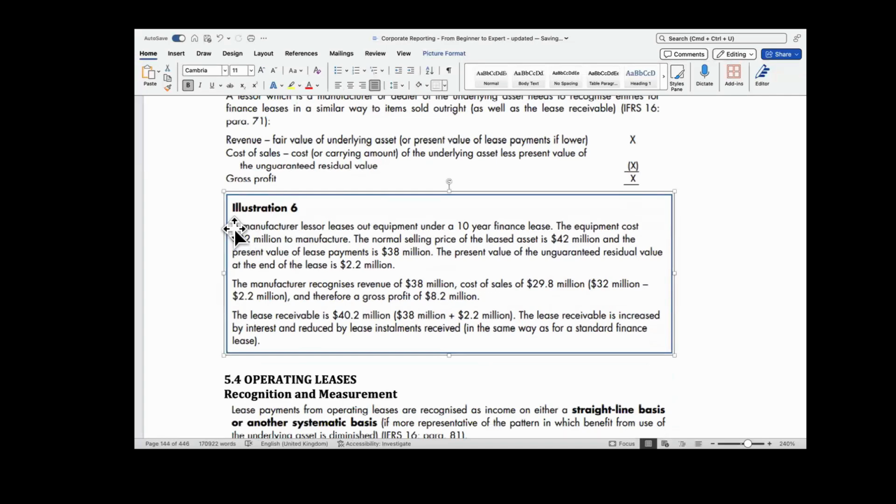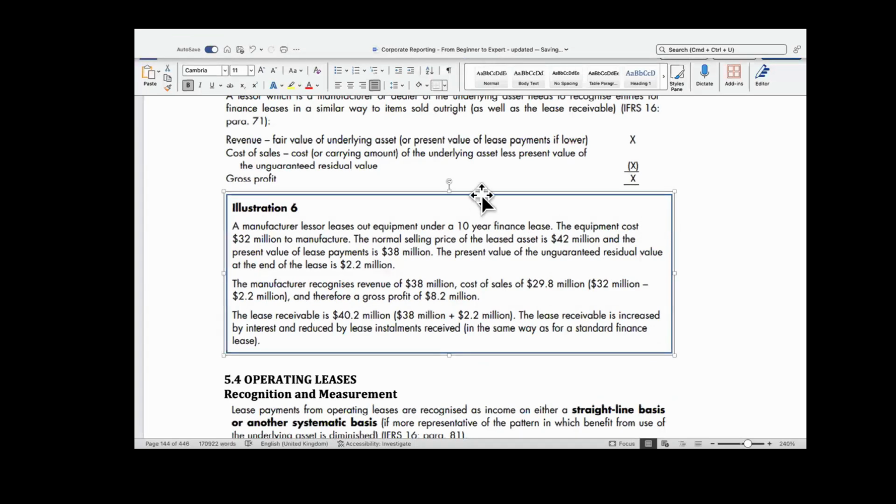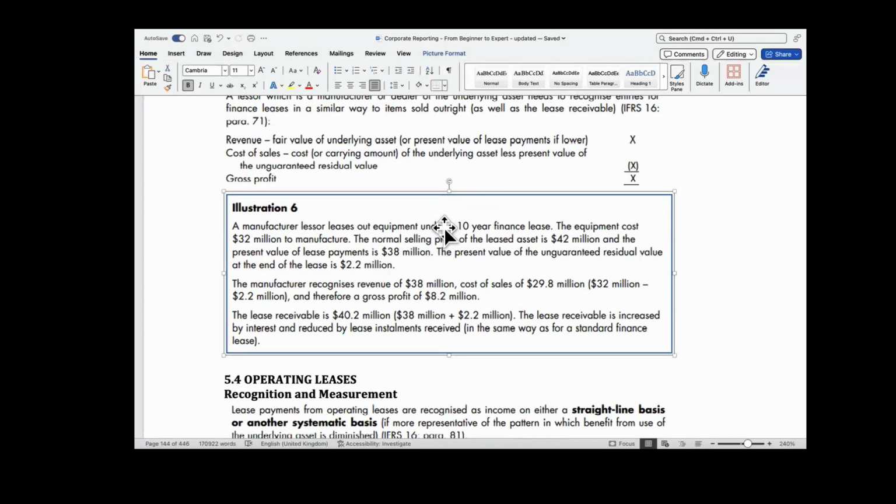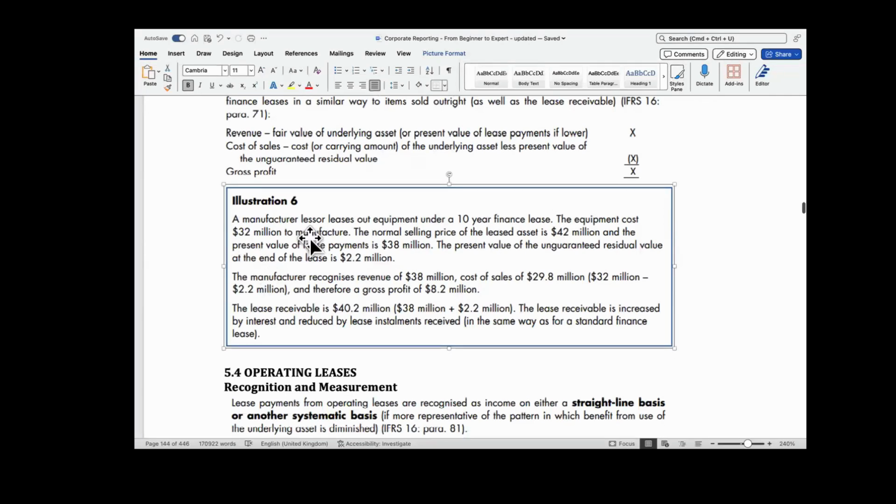It says that a manufacturer lessor leases out equipment under a 10-year finance lease. The equipment costs 32 million to manufacture. The normal selling price of the leased asset is 42 million. And the present value of lease payment is 38 million. The present value of the unguaranteed residual value at the end of the lease is 2.2 million.